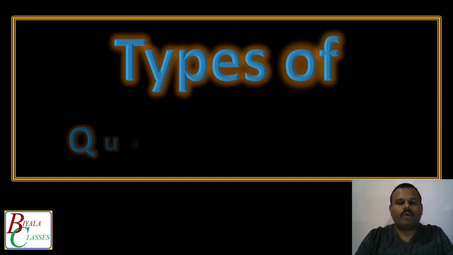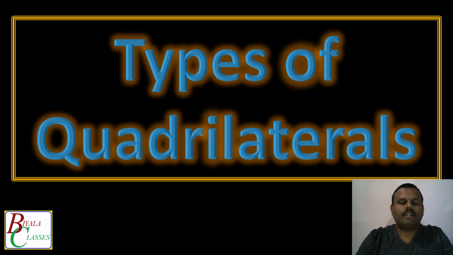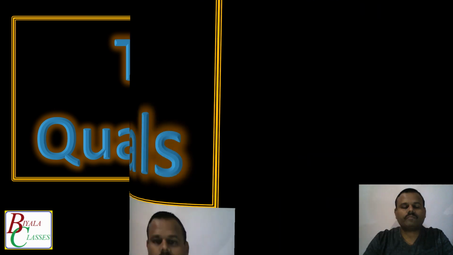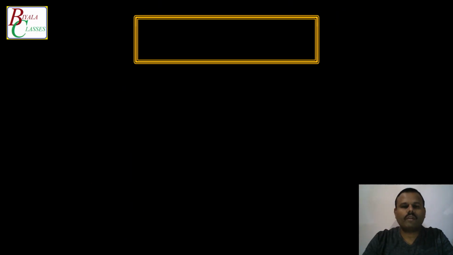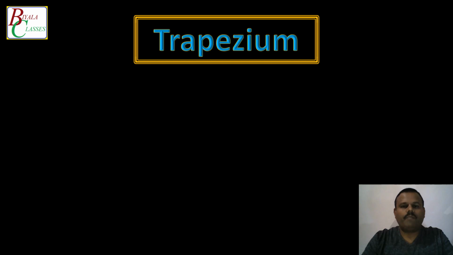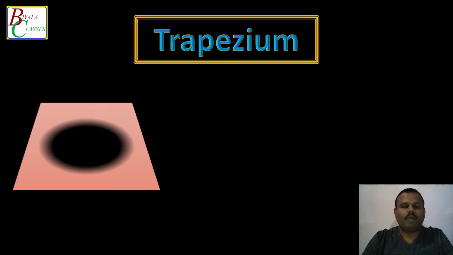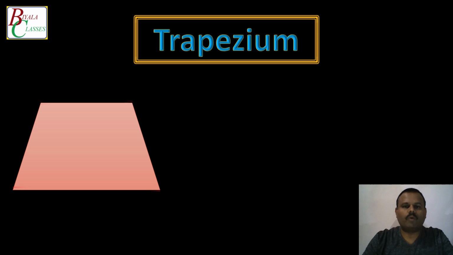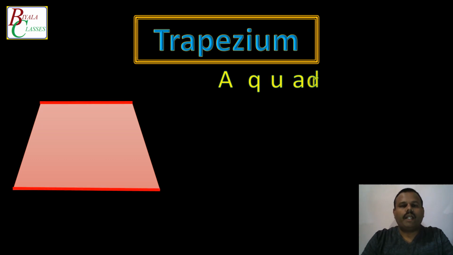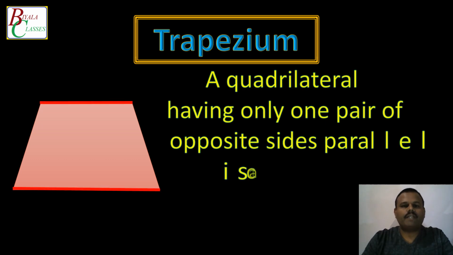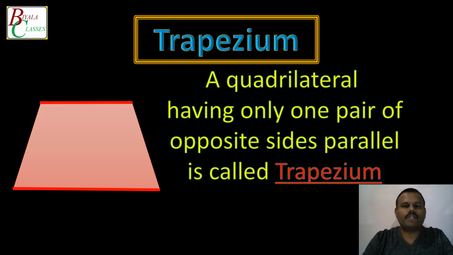Now let us know about the types of quadrilaterals, how many types are there and what are their properties. We'll study one by one. The first among them is the trapezium. Now what is a trapezium? Of course it is a quadrilateral. It is that quadrilateral which has only one pair of opposite sides parallel. Any quadrilateral which has one opposite pair of sides parallel is known as a trapezium.